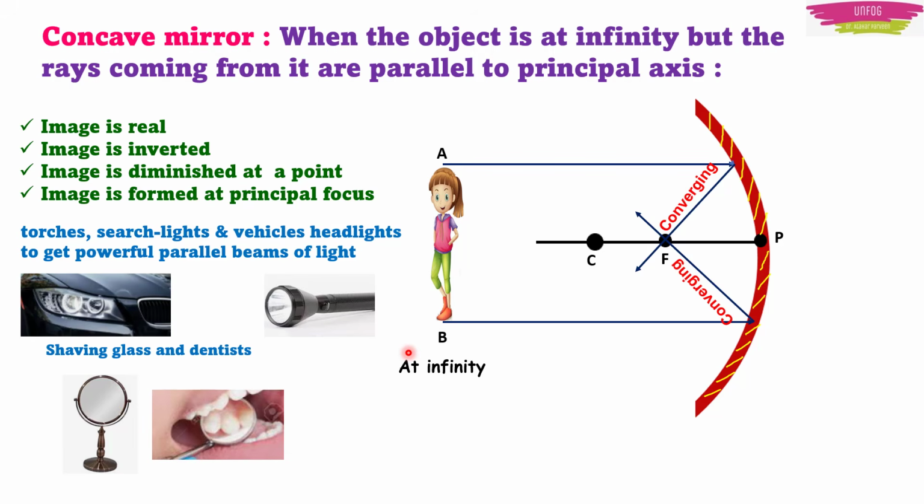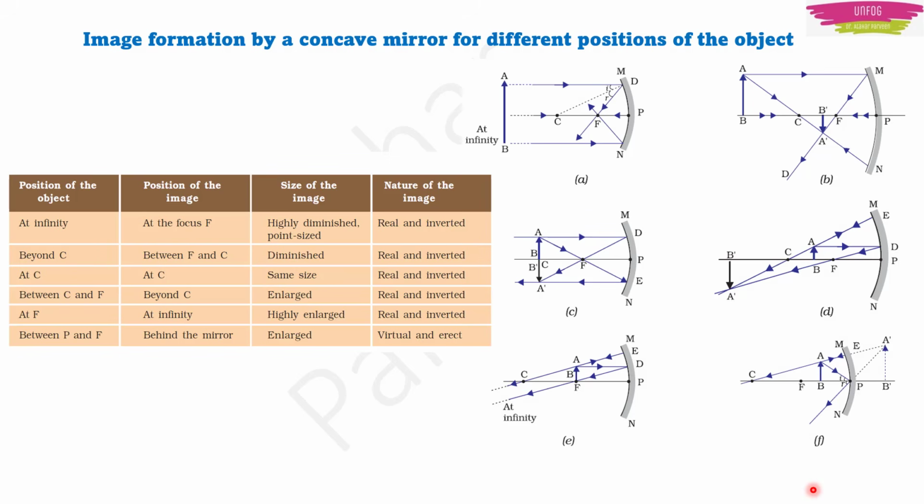Okay, and the distance between the object and the mirror also plays very important role. For example, here you can see that our object is at infinity. So it is very, very far. So the image formed is diminished and it is formed at the principal focus.